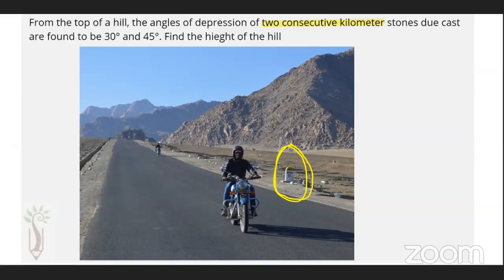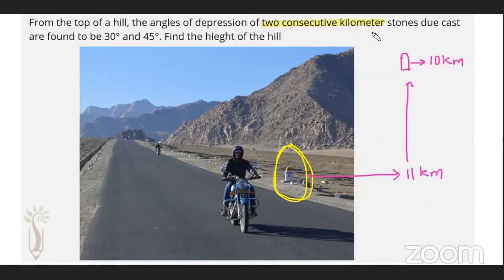Suppose this kilometer stone is showing, just an assumption, 11 kilometers. Maybe there will be a stone 1 kilometer behind. What will be the number written on it? It can be 10, it can be 12, because if I'm moving towards that, then it's 10, right?